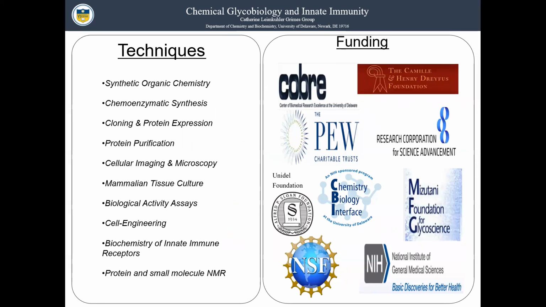Overall, our lab incorporates a wide variety of techniques, such as synthetic organic chemistry, chemoenzymatic synthesis, cloning and protein expression, protein purification, cellular imaging and microscopy, mammalian tissue culture, biological activity assays, cell engineering, biochemistry of innate immune receptors, and protein and small molecule NMR to answer questions related to chemical glycobiology and our innate immune system. Our work would not be possible without generous funding our lab receives from a wide variety of sources shown here.